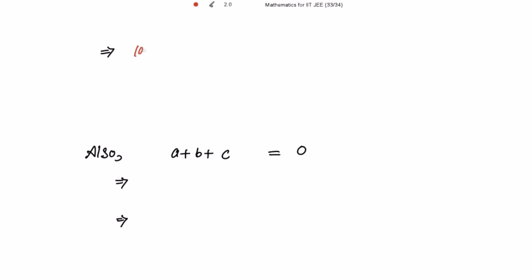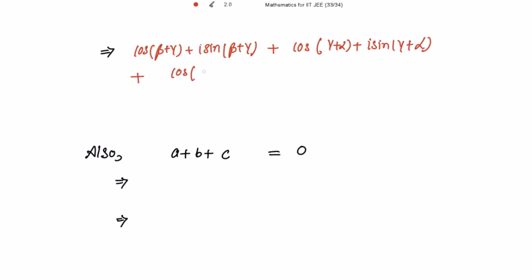So writing this cos (beta plus gamma) plus iota sine (beta plus gamma), plus cos (gamma plus alpha) plus iota sine (gamma plus alpha), right? Plus cos (alpha plus beta) plus iota sine (alpha plus beta). Now this is equal to 0.